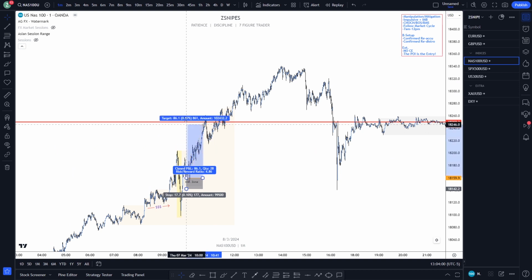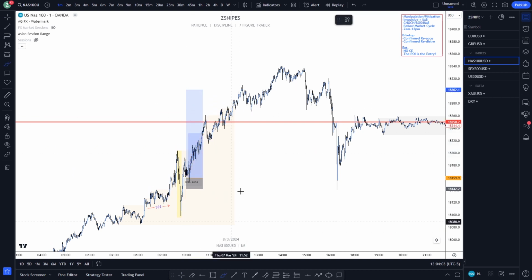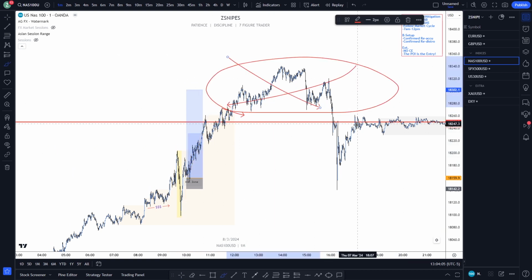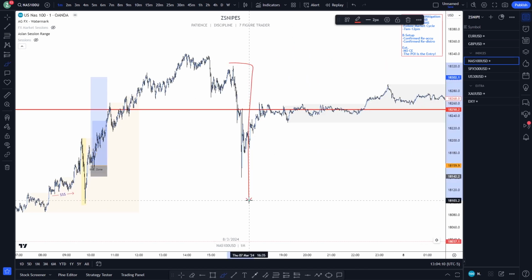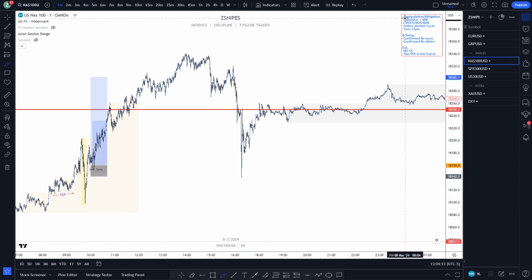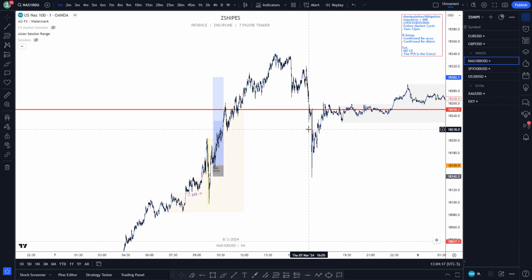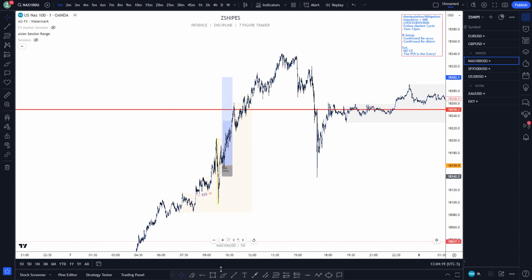We took that and rode it for the rest of the day, taking partials, and we got out around here at the end of the session time since we were scalping. You can see NASQ actually pushed back lower here, but we were already protected. Entries were already taken, partials already taken. This is a scalping opportunity. We're not holding this for too long. Since the market is at all-time highs, we don't want to take those chances.